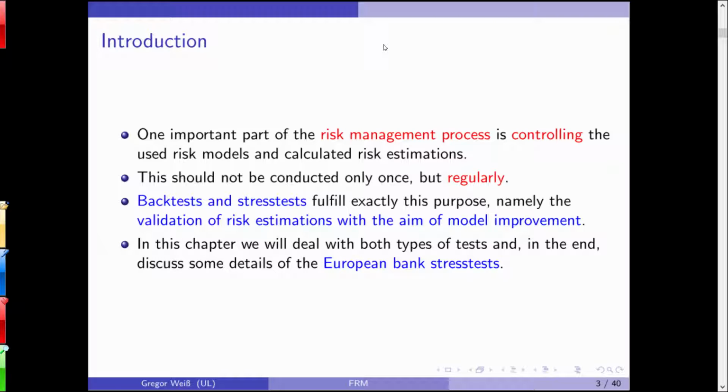I've explained this enough, I think. Backtests and stress tests fulfill one important function. They are meant to estimate and to test the accuracy of your risk models. And by using the results of those backtests, you try to improve on the model accuracy. If you find out that your model is accurate, you're fine. If you find out your model is inaccurate, you need to change something, and then you can try to improve on your model. And closely related to backtests are stress tests.